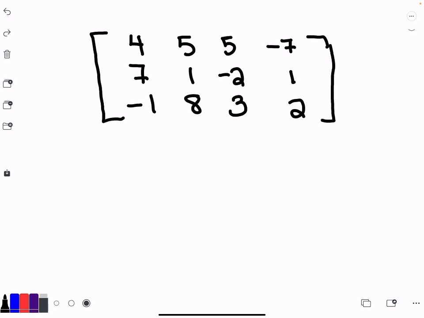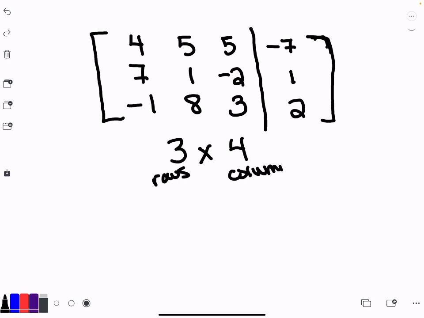Let's say if I had a matrix that looks like this. All right, my bar is right here. Okay, the size of this matrix would be a 3 by 4 because it has 3 rows and 4 columns. Okay, that's the size of the matrix.